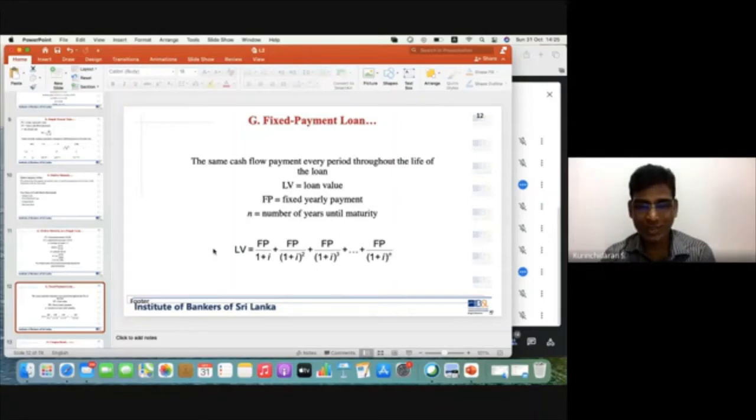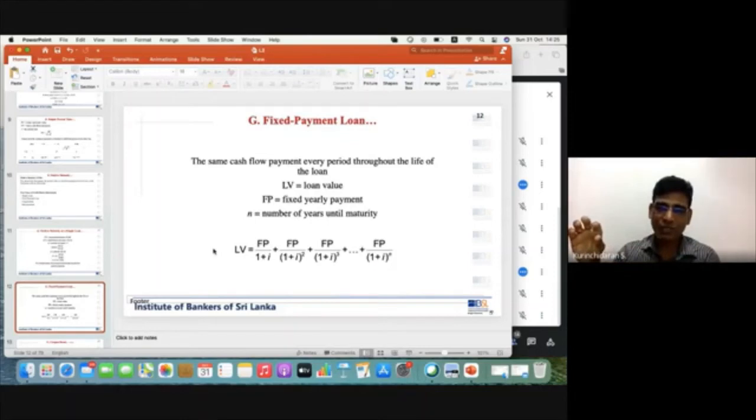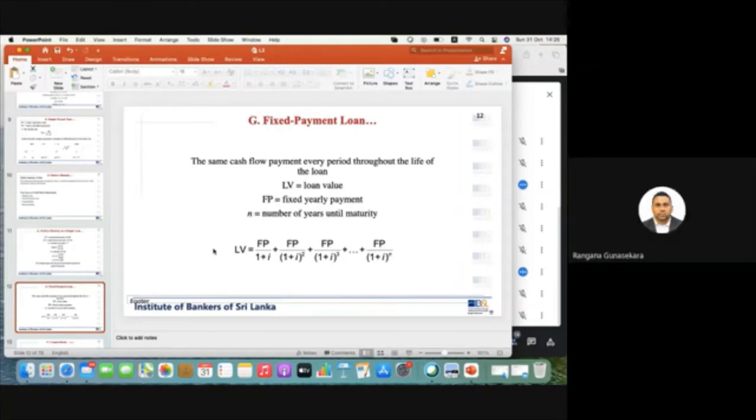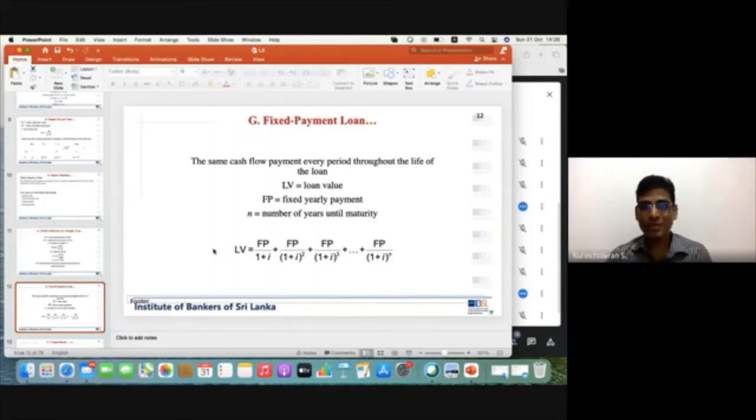Based on this formula, what I have said is that you have to discount all these future payments, then you will get a loan value. What is meant by impairment? Anybody, Rangan or anybody else? What is meant by impairment? The probable loss. Okay, probable loss.